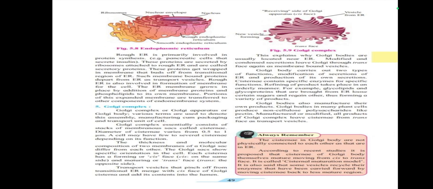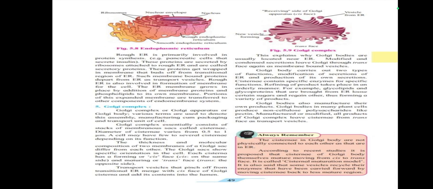The Golgi sacs show specific orientation in the cell. Each cisterna has a forming or cis face on the same side and a maturing or trans face on the opposite side. Transport vesicles that pinch off from the transitional ER fuse with the cis face of Golgi cisternae and add their contents into the lumen. Figure 5.9 Golgi complex. This explains why Golgi bodies are usually located near the endoplasmic reticulum. Modified and condensed secretions leave the Golgi through the trans face again as membrane-bound vesicles.